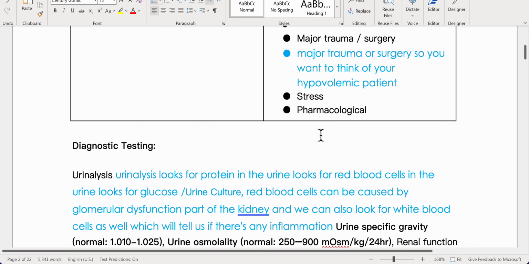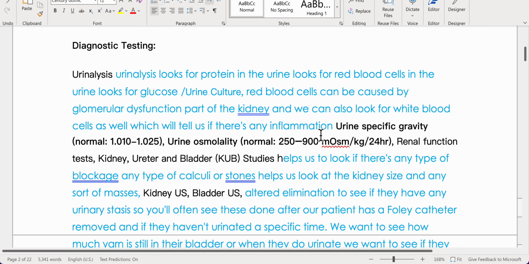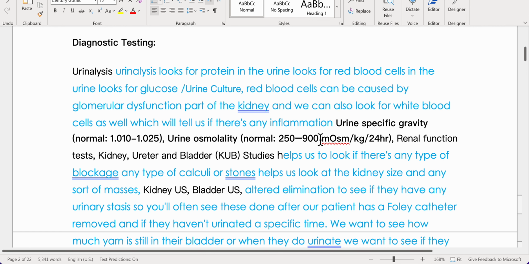Stress. Pharmacological. Diagnostic testing.